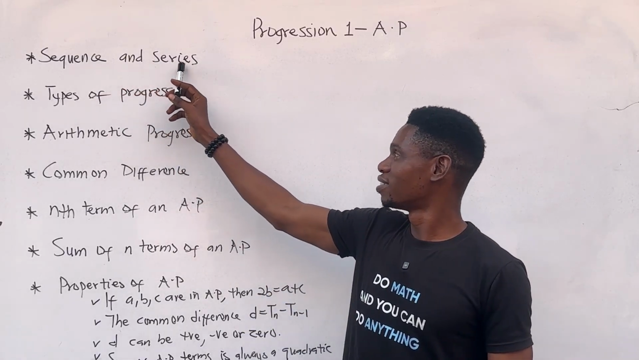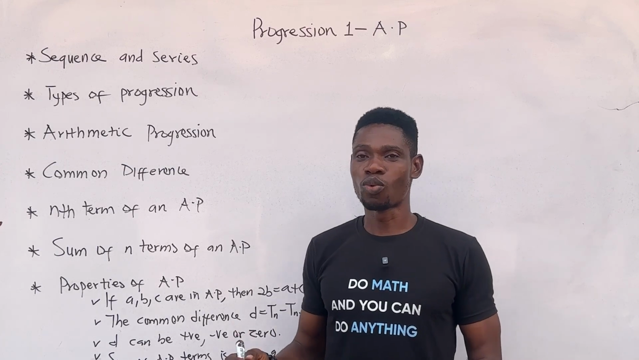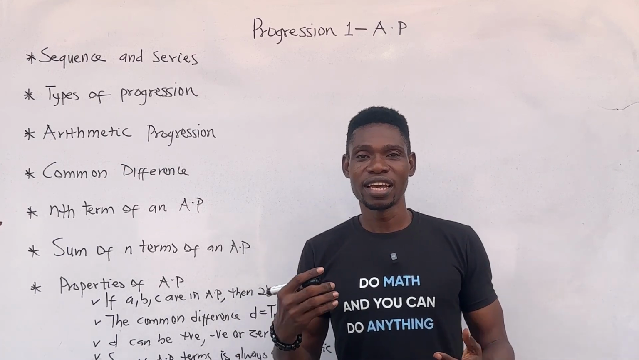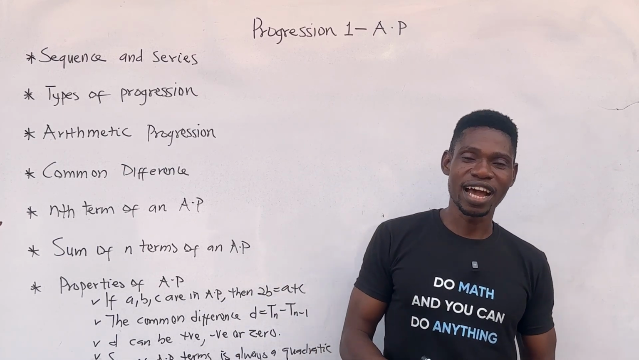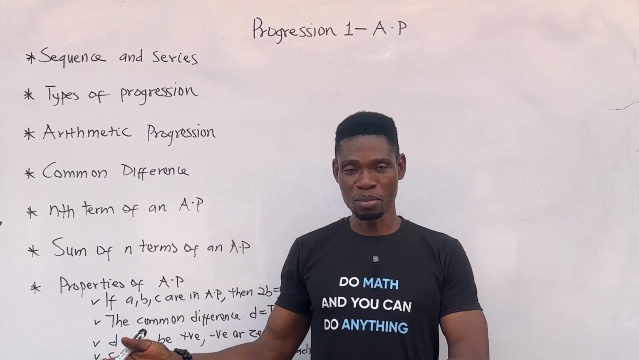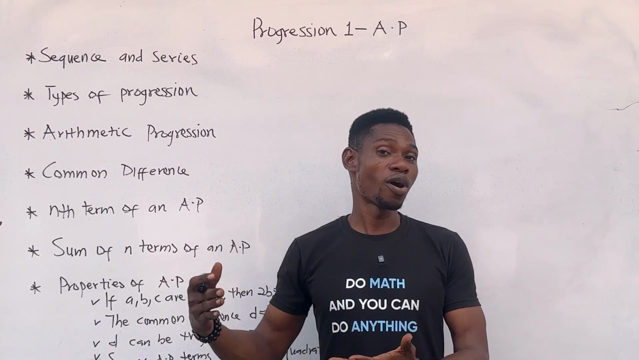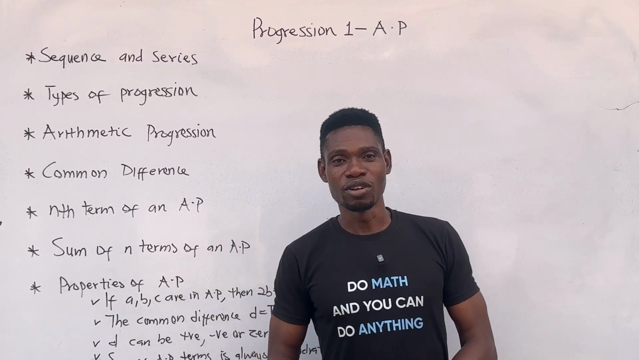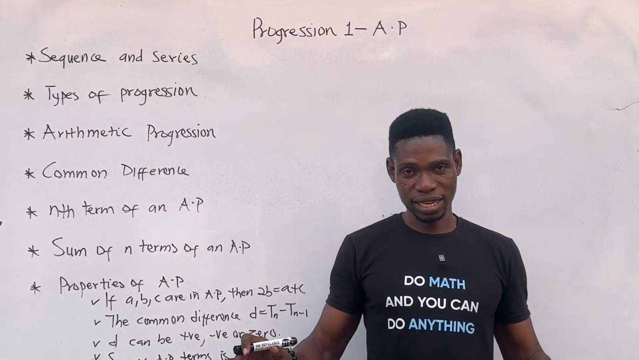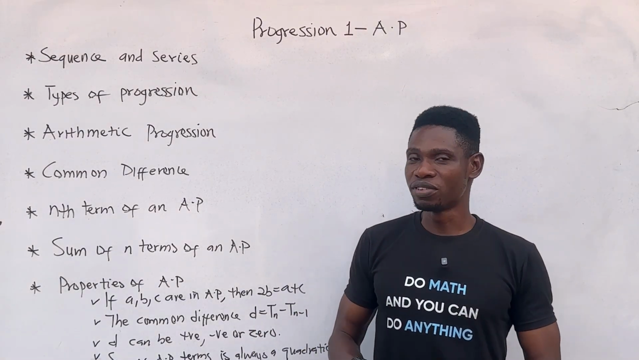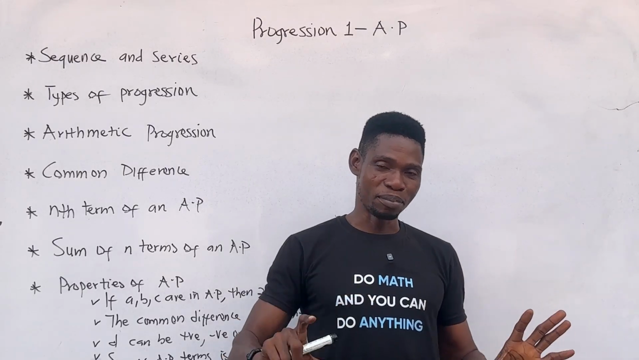Sequence and series. So the first question is, what is a sequence? A sequence is simply an ordered list of numbers, or items. They follow a regular pattern, and each of the items we call a term.